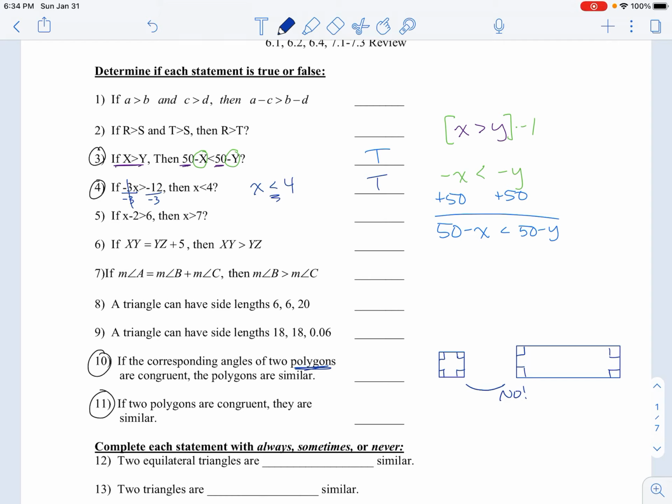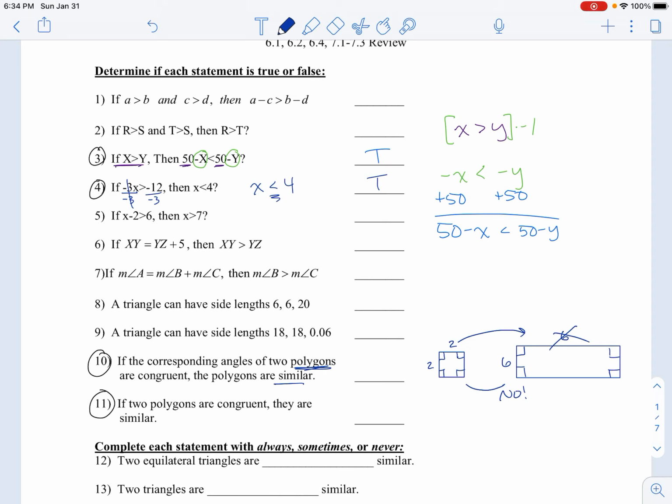Our definition for similar was about the sides being in proportion. So basically if this were 2 and this were 2, I have some scale factor. Let's say I multiply both sides by 3. I would want 6 and 6, but obviously this would be an example where that wasn't true.